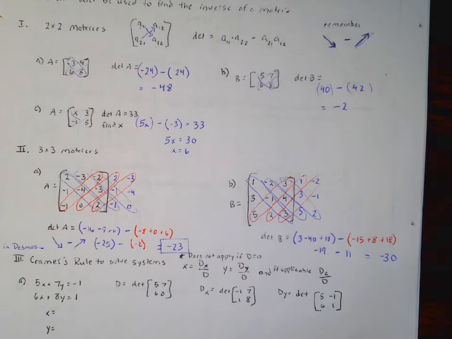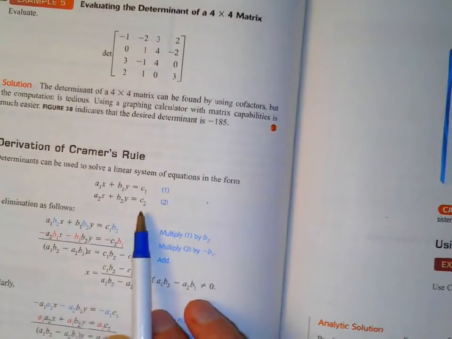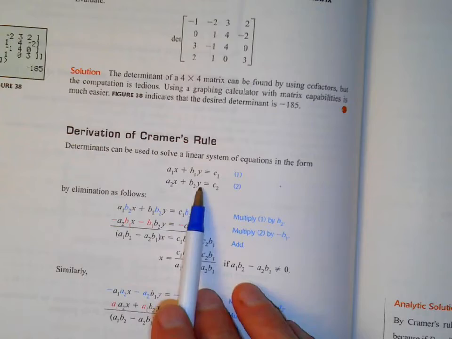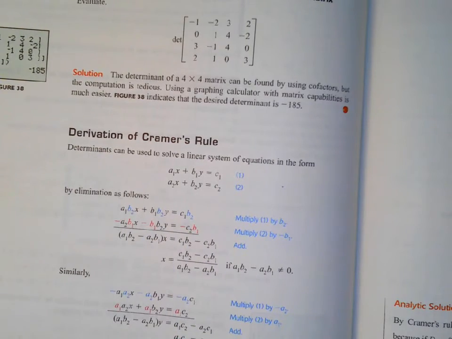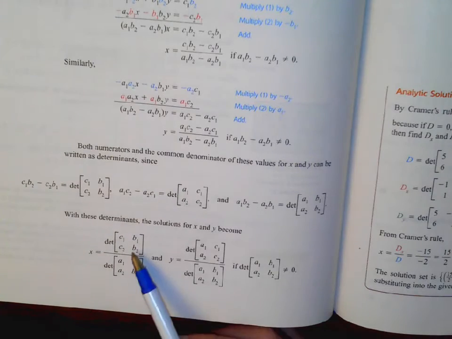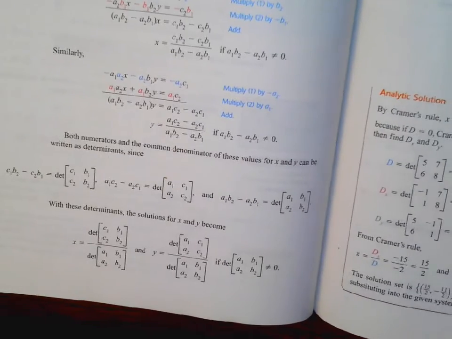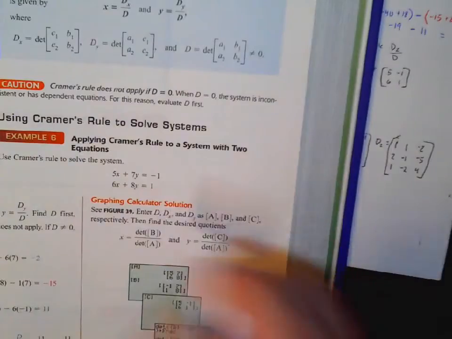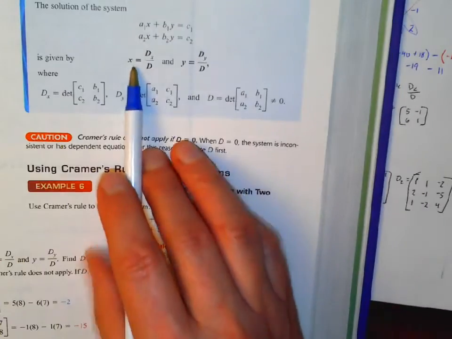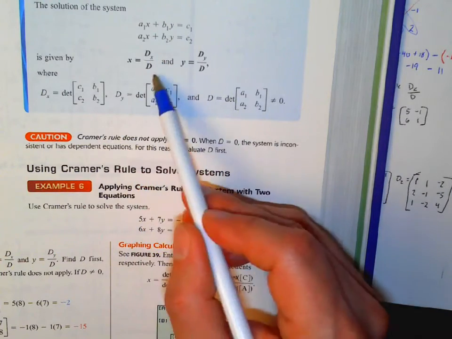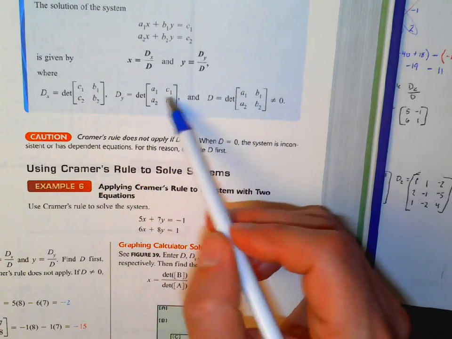Okay, Cramer's rule. You can look in your textbook if you want to derive it. I'm not going to go through the process of deriving it. But if you have this system of equations, and you use elimination, you can solve this out. Eventually, you would come up with x is equal to these determinants, and y is equal to these determinants. So the general rule is that you can find x as the determinant of this matrix divided by D, and y as the determinant of this matrix over that one.